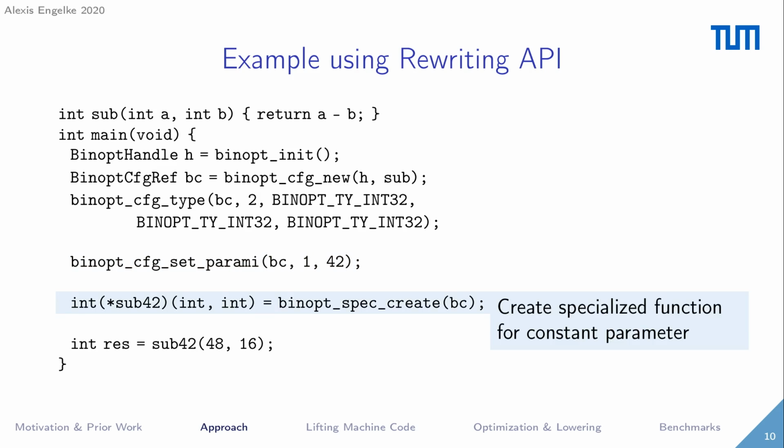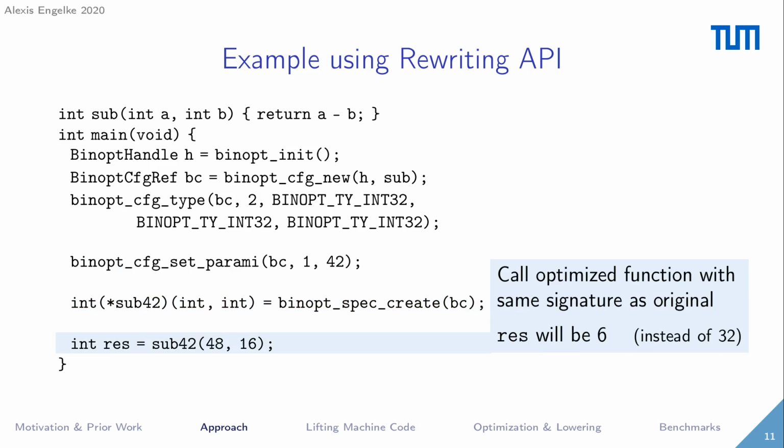After we finished our configuration, we can call bin.spec_create, which will perform the actual lifting and optimization of the function and will return a pointer to the optimized function. Note that the function has exactly the same signature as the original function. We can now call the optimized function like the original one, except that the optimized function will now use a different second parameter. Thus, the value of this will be 6 instead of 32, as it would be with the original function.